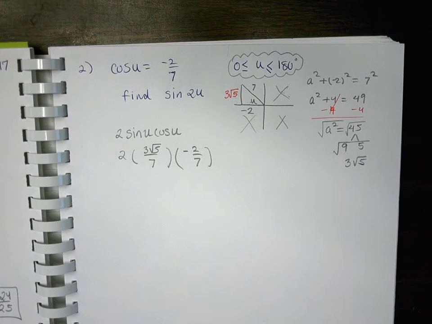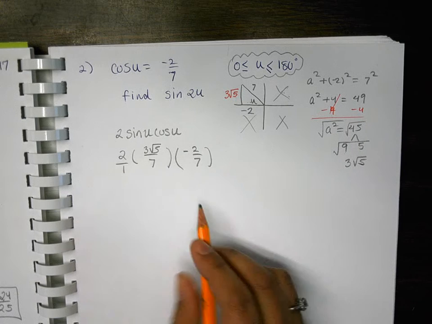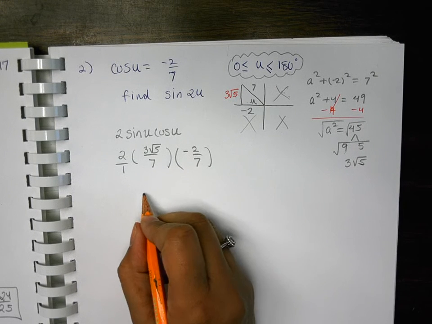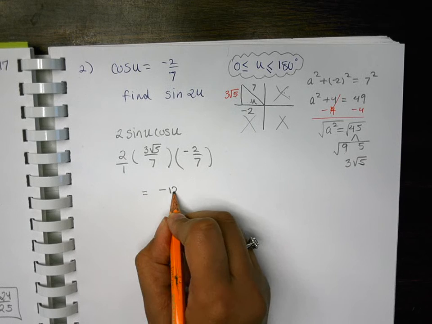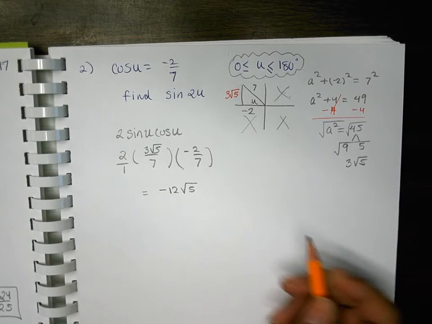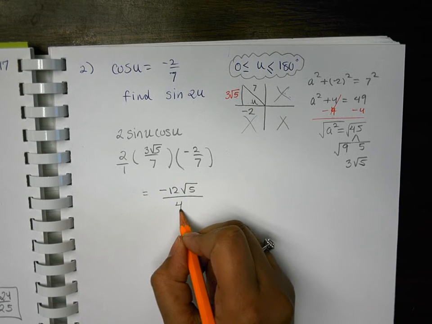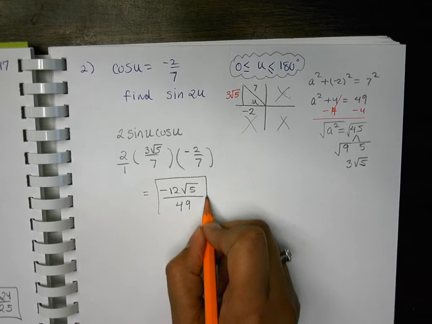All right, I'm going to put a 1 underneath. 2 times 3 times negative 2 is negative 12, and then root 5 over 1 times 7 times 7, 49. Reduce if you can. Since you cannot, that is your final answer.